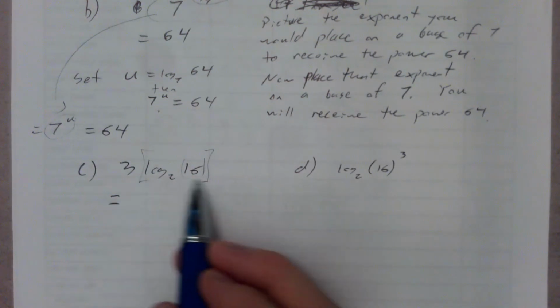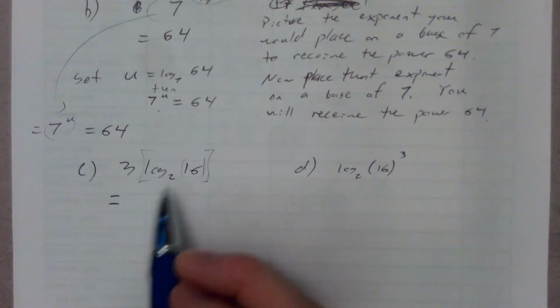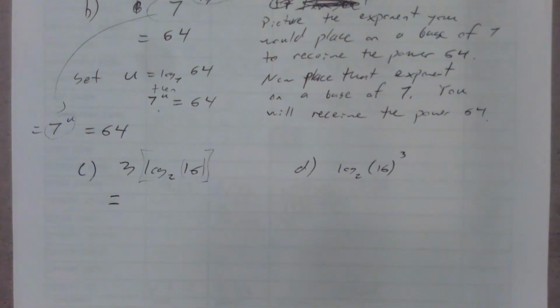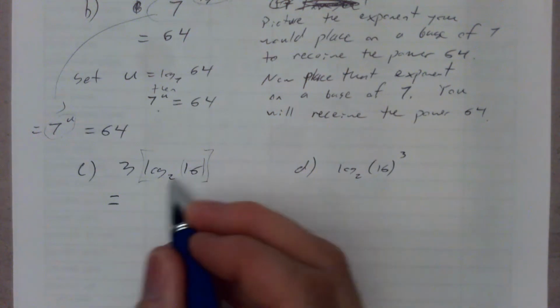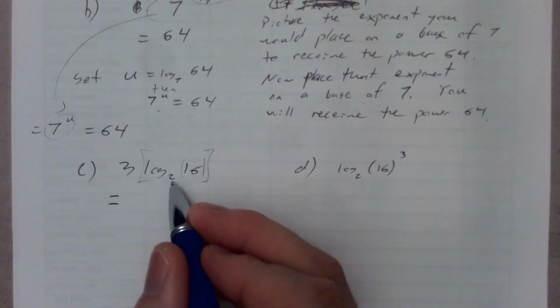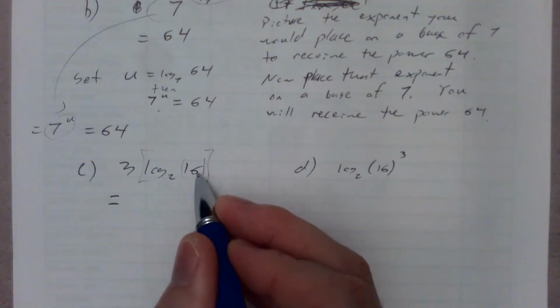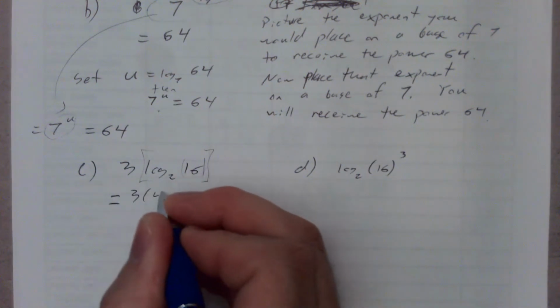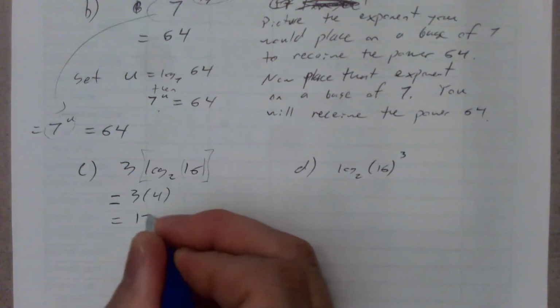When I say the exponent's being multiplied by 3, that makes me think, because the only thing I've ever multiplied exponents by are other exponents. Well, I know that log base 2 of 16 is the exponent I place on a base of 2 to receive the power 16. That number is 4. And I know that 3 times 4 is 12. Cool.